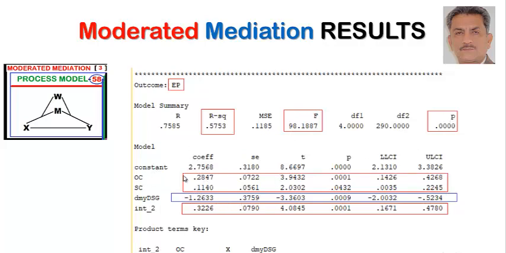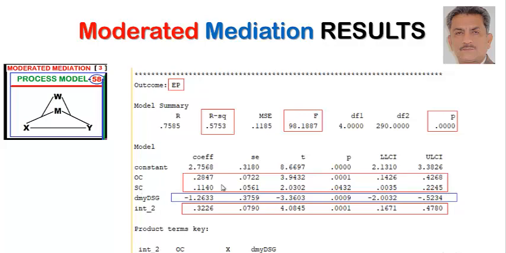The coefficients of these variables show that organizational culture is significantly associated. It is predicting employee performance with a powerful weight of 0.2847. The t-score is also greater than 1.96, the p-value is significant, and both lower and upper limits of the confidence interval, being on the positive side, have no chance of getting zero between the limits. So the results are significant. OC is affecting the outcome, the dependent variable, employee performance.